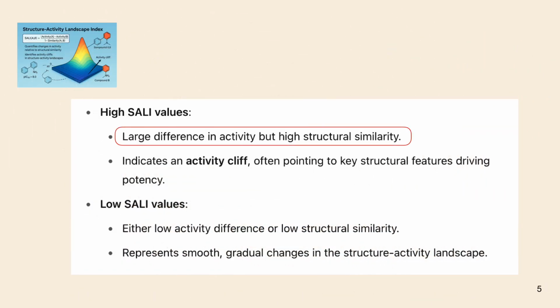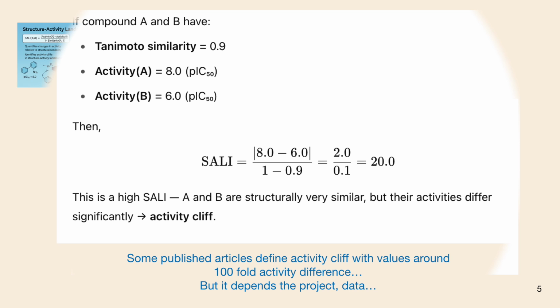This is a short summary. High value usually means you have an activity cliff, two molecules that are very similar structurally but show a large difference in biological activity. A low value means the activity changes smoothly across structurally related compounds. Here's a quick example. Compounds A and B are very similar. However, the experimental inhibitory measurements are quite different, which results in a relatively high SALI value, a classic activity cliff.